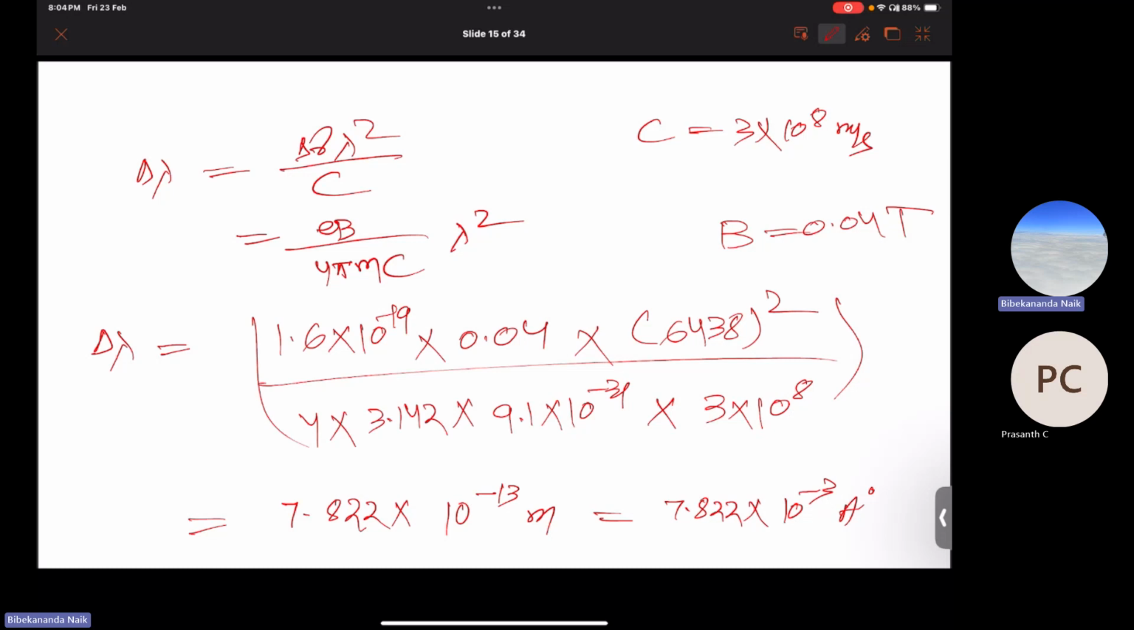So delta lambda is equal to e, which is 1.6 into 10 to the power minus 19 coulomb, into the strength of the magnetic field, 0.04 tesla. Lambda is 6438 Armstrong.